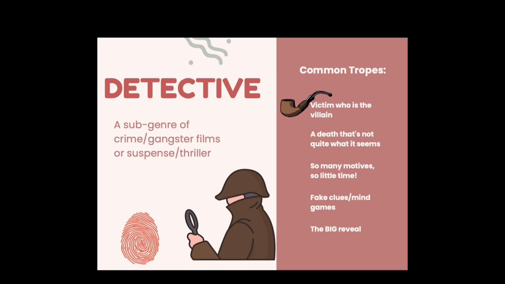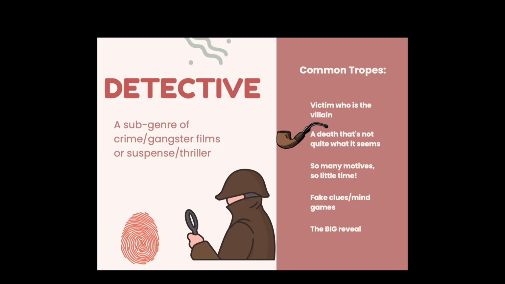Along the side column here you see a list of tropes. The first one, victim who is the villain, pertains to a situation wherein a person is pretending to have been victimized, but they are in actuality the culprit. But it also pertains to situations wherein the person who is harmed or killed is in some way or another unsavory and thusly provides many people with the motive to harm them.